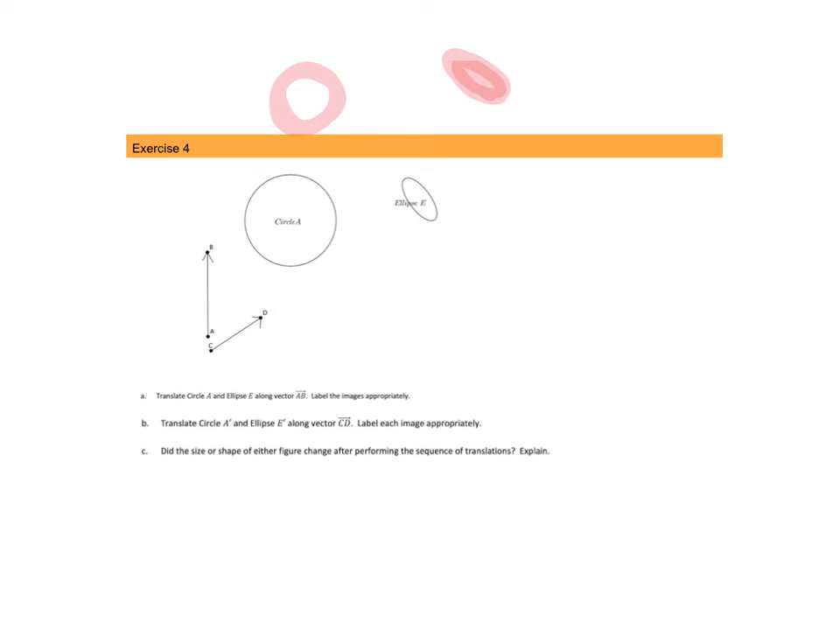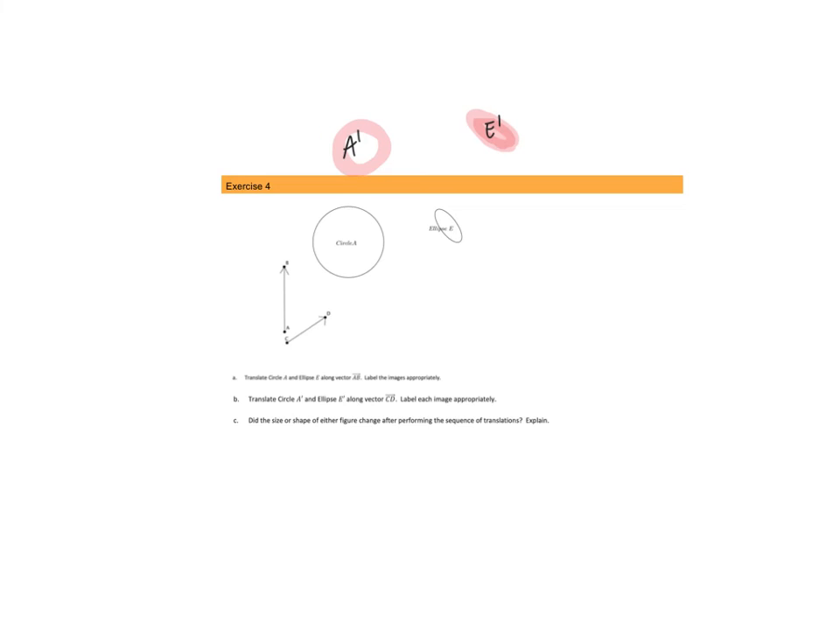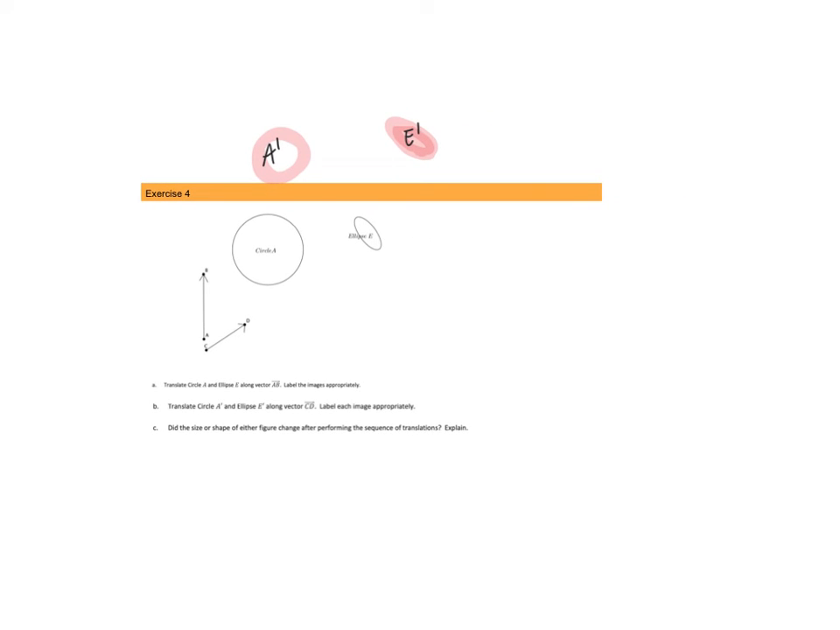Okay, and then we'll label those A prime and E prime. And then it says translate circle A prime and ellipse E prime along vector CD. So it's now going to go up at an angle a bit. I'm going to zoom out even more. And it'll be going up to the right. So A prime will be maybe over here, E prime will be maybe over here. And then we're going to label these as A double prime and E double prime. Again, it's not going to be perfect because we're just freehanding it.